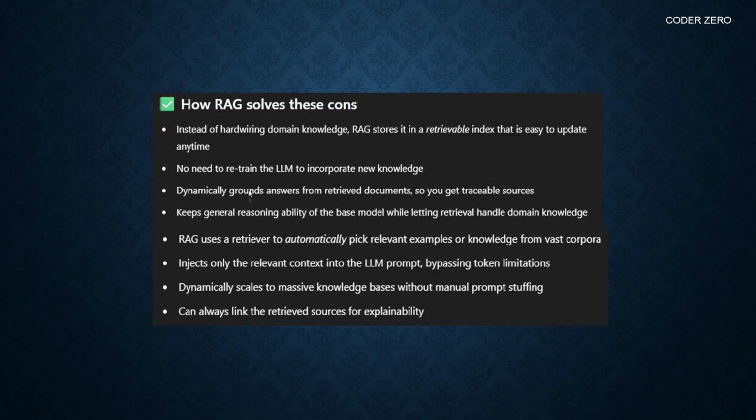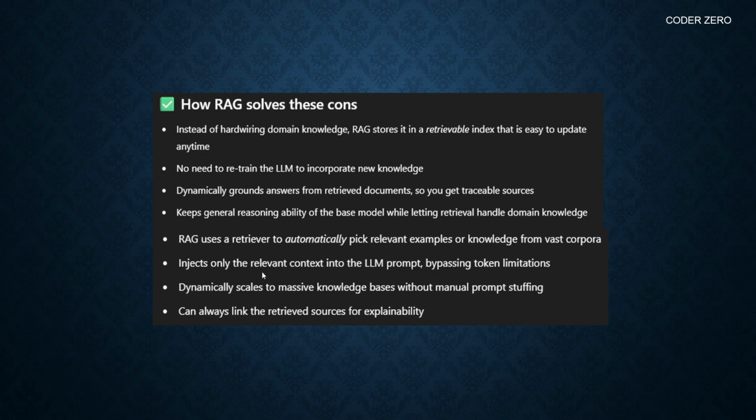So we can create different RAG applications based on different domains. RAG uses a retriever to automatically pick relevant examples or knowledge from vast corpora. It injects only the relevant context into the LLM prompt, bypassing token limits.